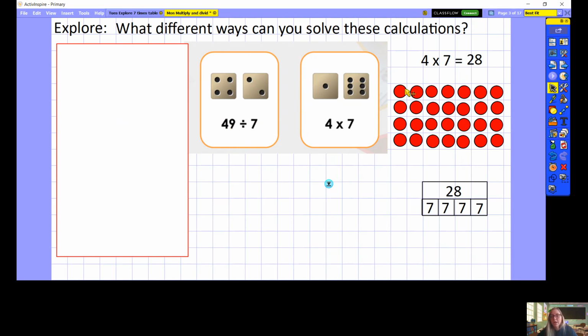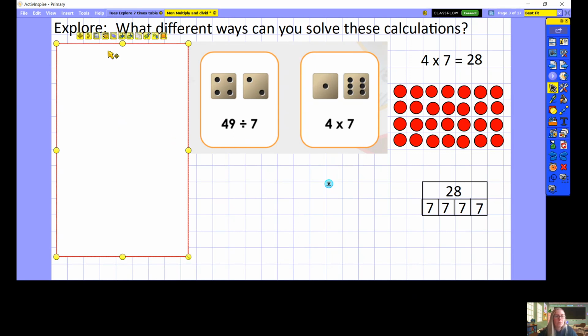We could work out our question using an array, so we could do 49 counters shared into 7 equal groups, so 7 rows, sharing 49 counters into groups of 7. Or we can use a bar model. So pause the video while you have a go at answering this question and representing it in different ways.